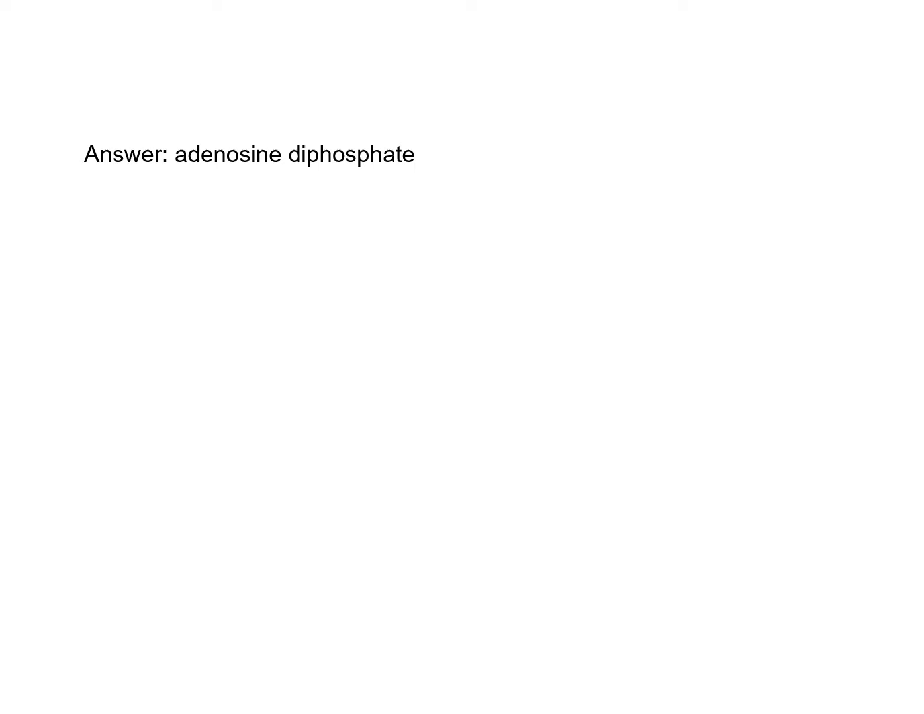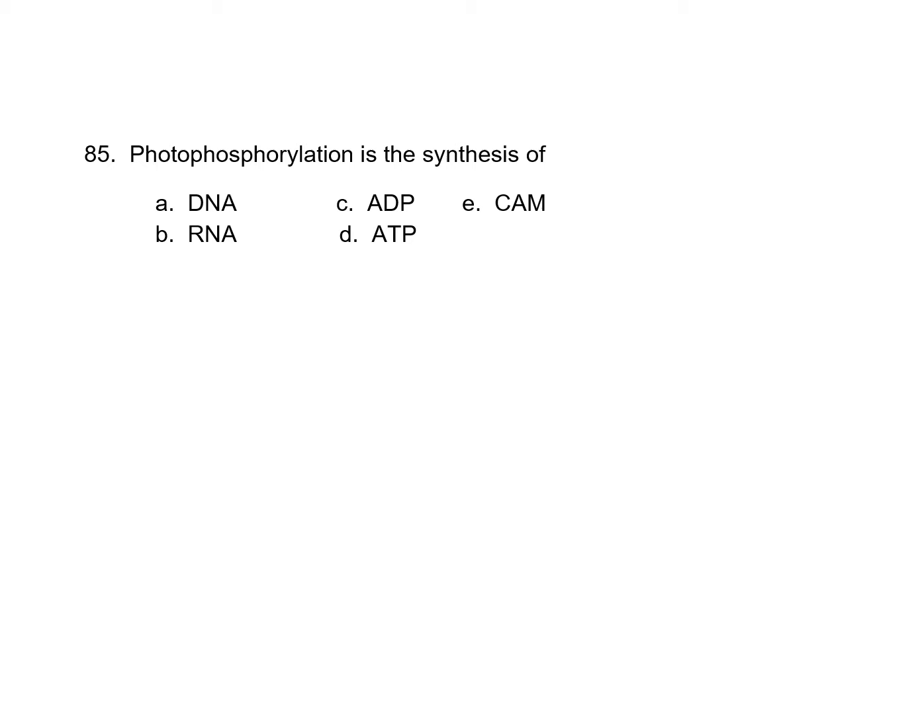Number 85. Photophosphorylation is the synthesis of A. DNA, B. RNA, C. ADP, D. ATP, E. CAM. The answer is ATP.